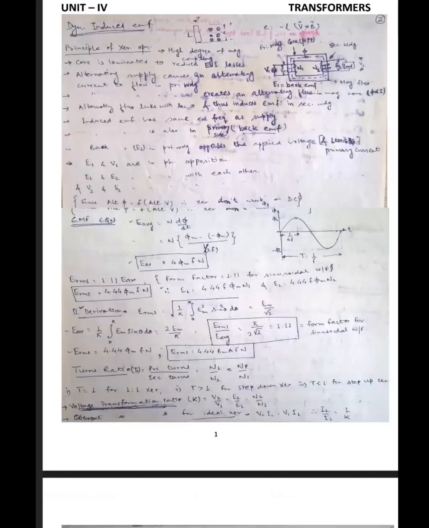Okay, so now let's begin the transformer from the beginning. A transformer can be defined as a static electric machine. It does not have moving parts, so it is a static electric machine, and it is based on Faraday's electromagnetic induction, where there is relative motion between the electric field and magnetic field to produce the EMF.